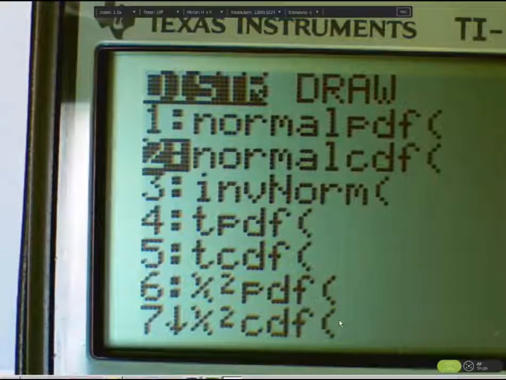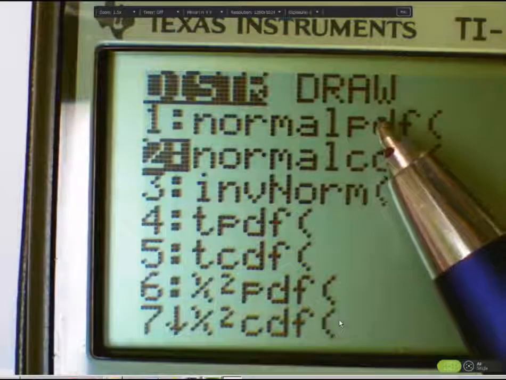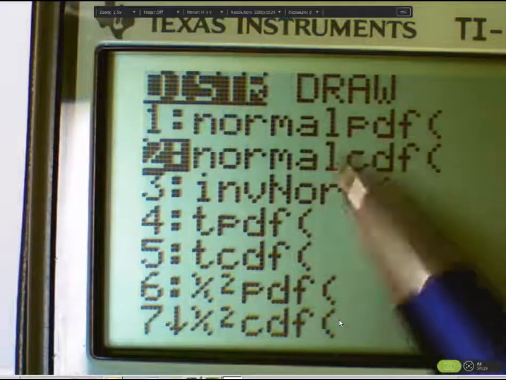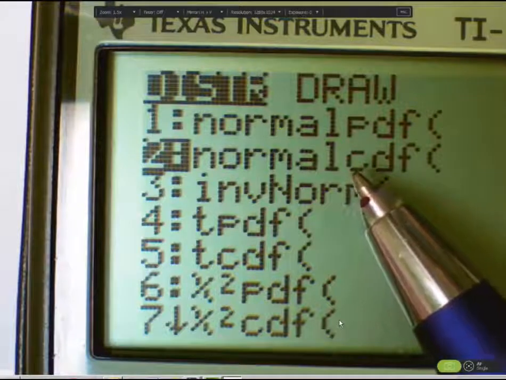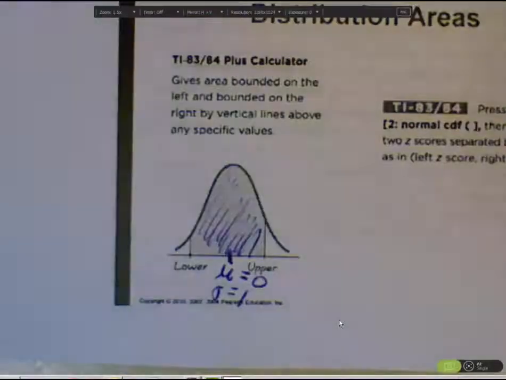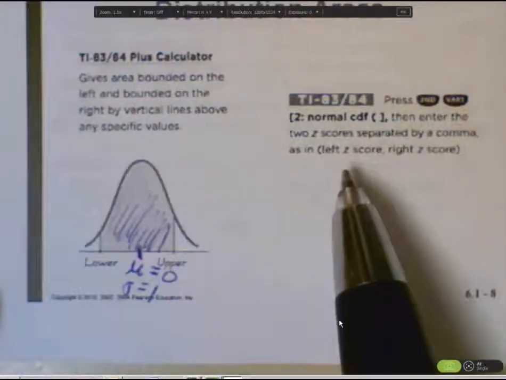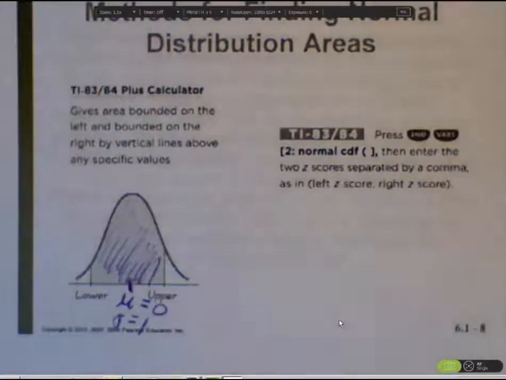Now, the reason that I'm using normal CDF instead of normal PDF is, remember, the C stands for cumulative. It's adding up all the probabilities between the left boundary and the right boundary that I'm given. So I'm going to use normal CDF, and then I'm going to type in the left score that I'm given and then the right score that I'm given.